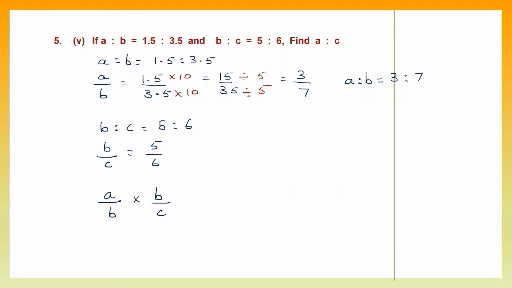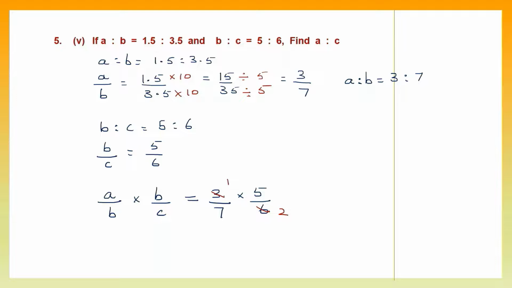If I do this, I can cancel the B's and what is left is only A by C. Now what is A by B? 3 is to 7, or 3 by 7, into what is B by C? B by C is 5 by 6. Now is there something we can cancel here? I can cancel 3 and 6. 3 1s are 3, 3 2s are 6.